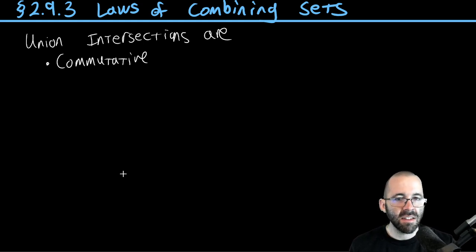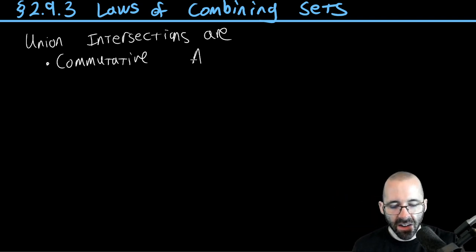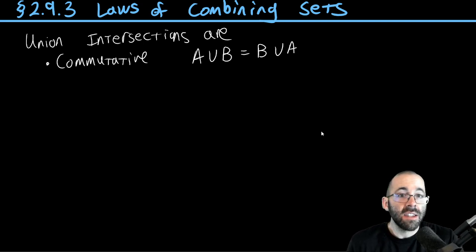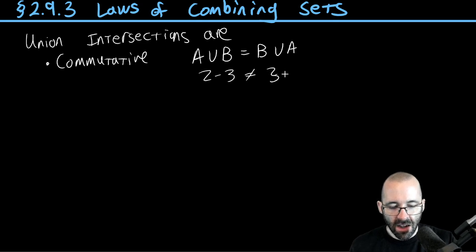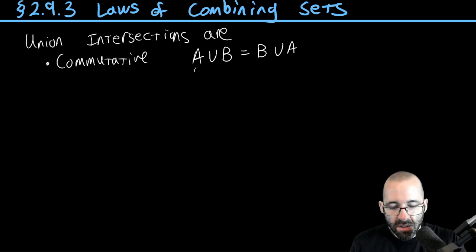So all this means, commutative just means the order in which you union or intersect things doesn't matter, right? So this is the same as that. Addition is also commutative, right? 2 plus 3 is the same as 3 plus 2. Is subtraction commutative? Subtraction is not commutative, right? Because 2 minus 3 is not the same as 3 minus 2. So not everything is commutative. Division is also not commutative, but multiplication is. But union and intersections are both commutative.